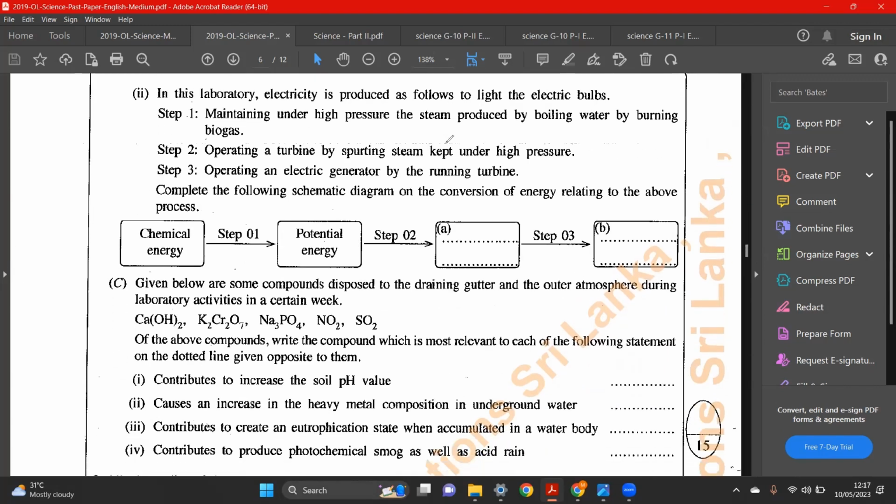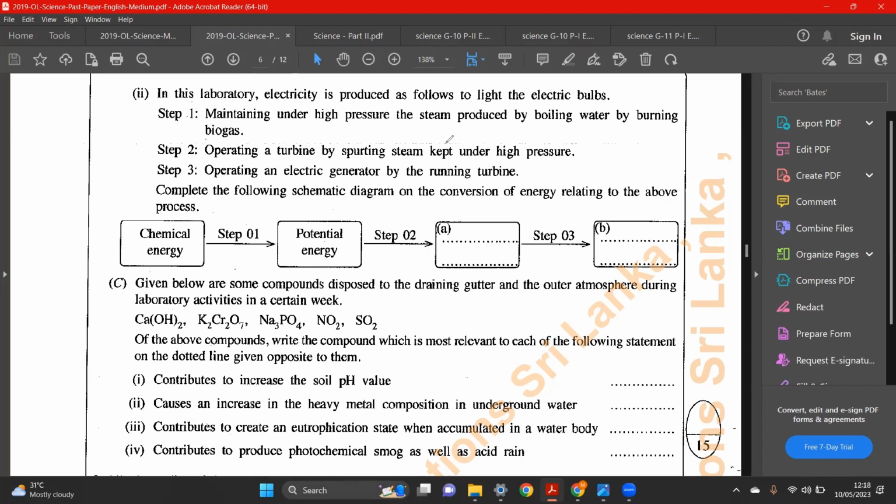Okay. Then Roman number 2, they've given you a set of steps and you need to fill this up. Maintaining under high pressure the steam produced by the boiling water by burning gas. Here the biogas has chemical energy that is converted into potential energy.